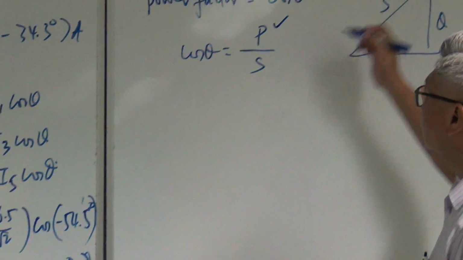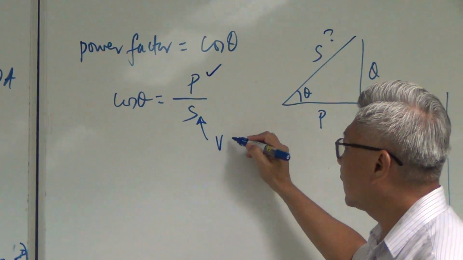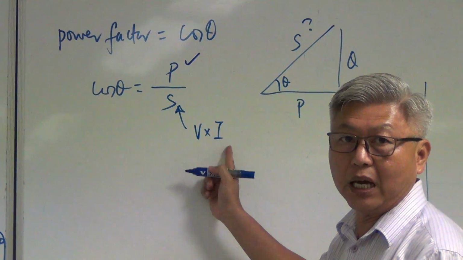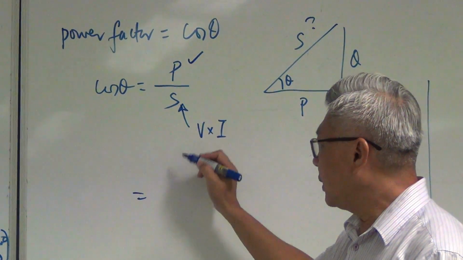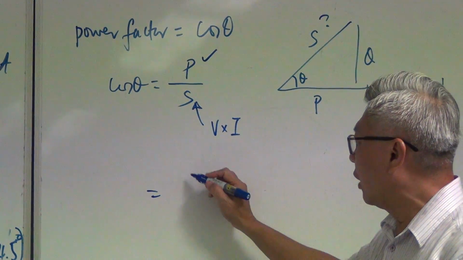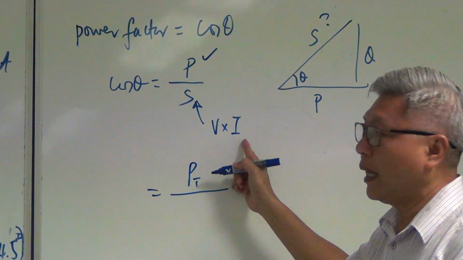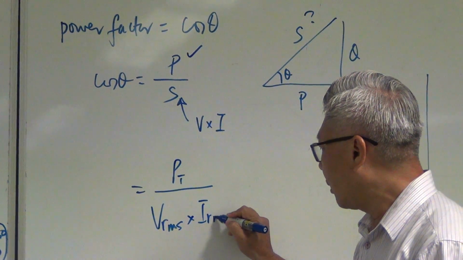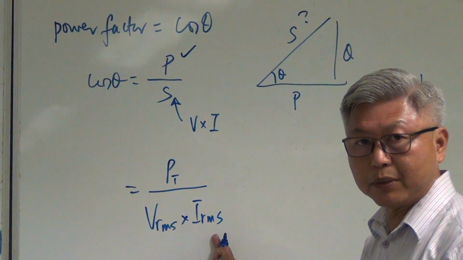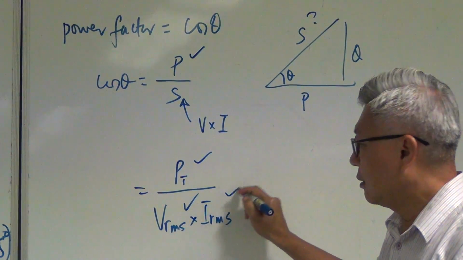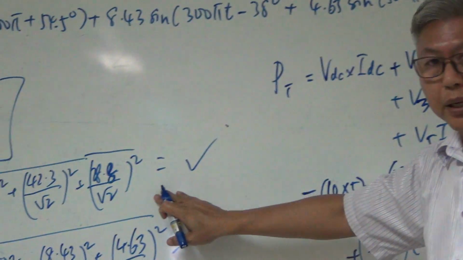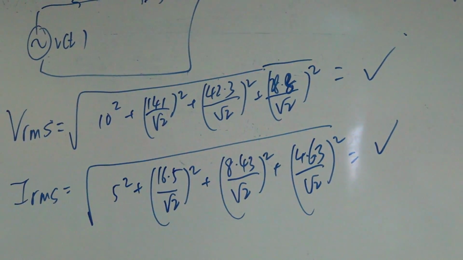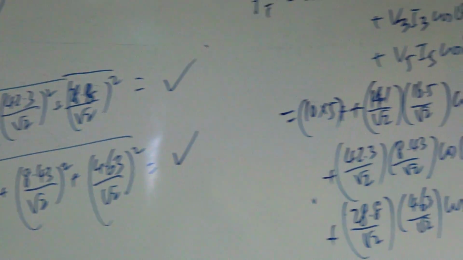Then what is S? S is equal to V times I. Remember, S is equal to V times I, and both must be in RMS. So this P is the value that I calculated just now, and S must be my VRMS multiplied by my IRMS. Have I calculated them just now? Yes. Remember, VRMS, IRMS. Right, so this is the first part of the harmonics.